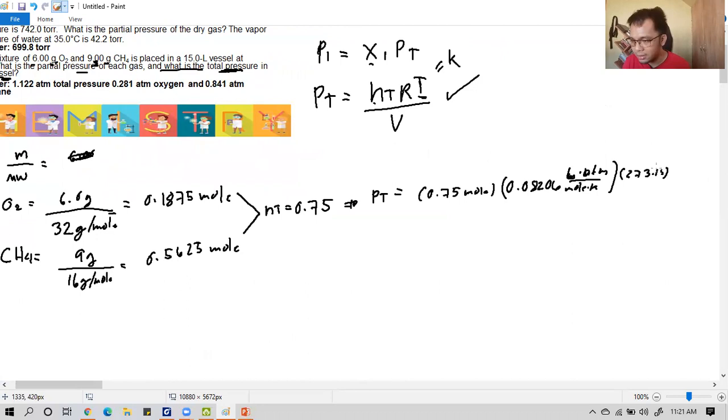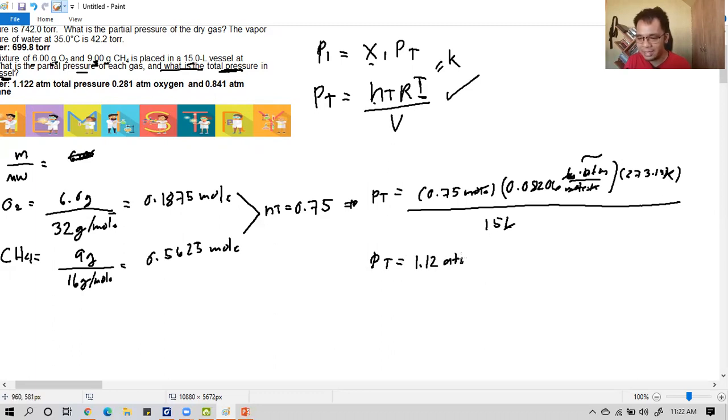Ayan, so here, Kelvin. And then divided by the volume of the vessel. What's the volume of the vessel? That is 15 liters. Ayan, di ba? So, from this, makukuha natin yung total pressure natin for 0.75 times 0.08206 times 273.15 divided by 15 liters. Ang lalabas ay 1.12 ATM. Ayan, so ma-cancel yung moles, ma-cancel yung Kelvin, ma-cancel yung liter, natira yung ATM, so that is the total pressure of the gas, 1.12 ATM. Ayan, di ba? So, ganyan lang.